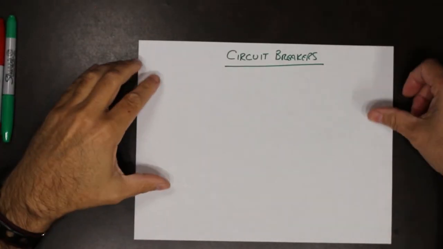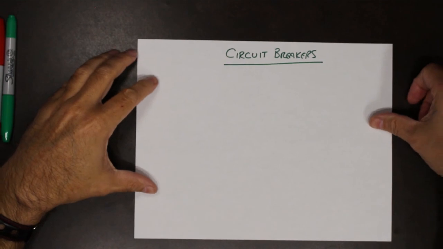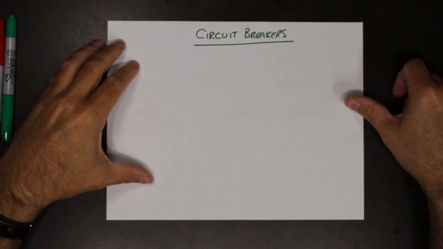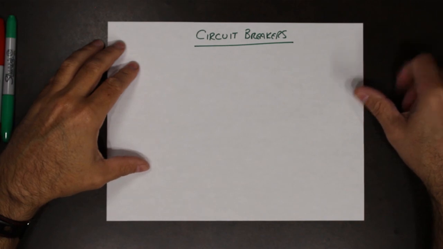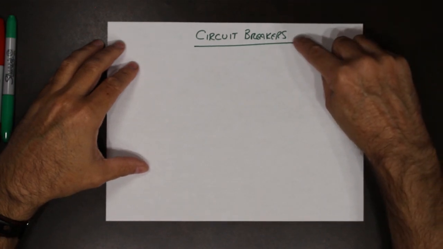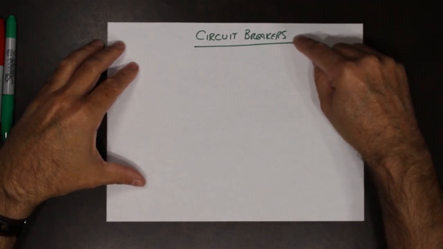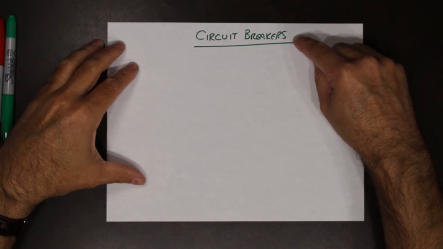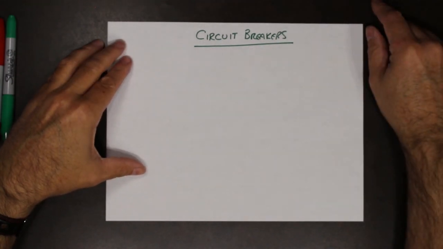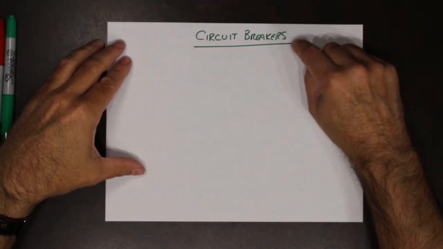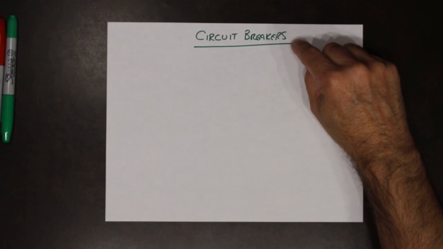All right, one of the downsides of fuses is that typically when the fuse blows, you have to throw it away and replace it. So we have what's known as circuit breakers. Circuit breakers do the same job as a fuse, only typically they are resettable, so you don't have to throw it out every time it pops. You just basically go in and reset the thing.